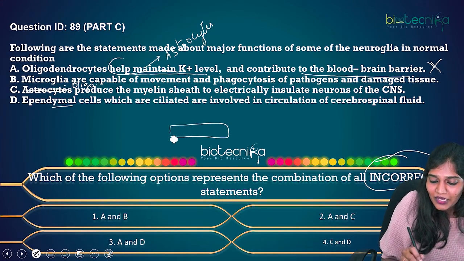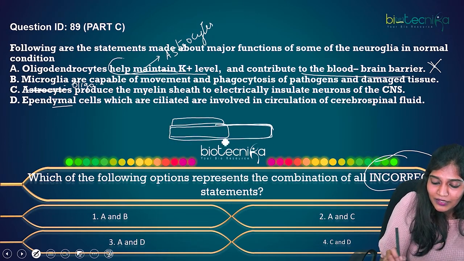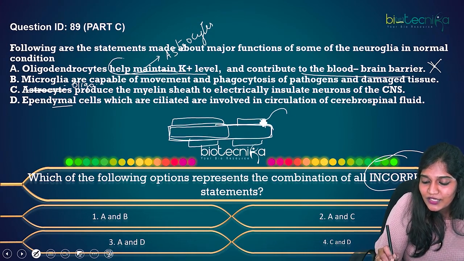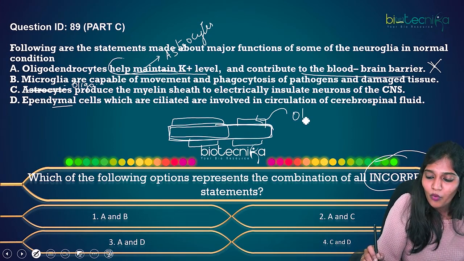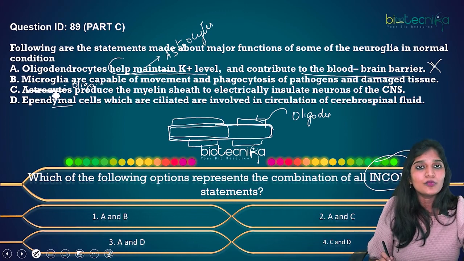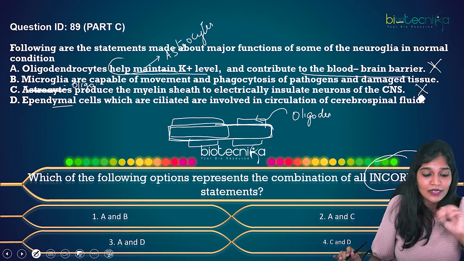And here it has to be oligodendrocytes. Oligodendrocytes are the ones which maintain the myelin sheaths around the neurons. Suppose this is the axon part. Around this you will see the myelin sheaths. So this myelin sheath is actually secreted by oligodendrocytes. But they have just swapped it with astrocytes. The opposite options are actually given. So this is also going to be a wrong statement. We have to choose these wrong statements only.